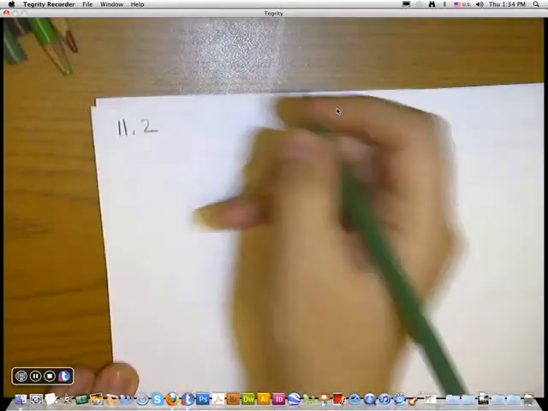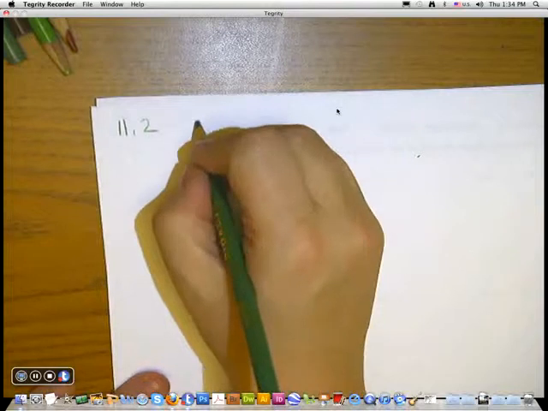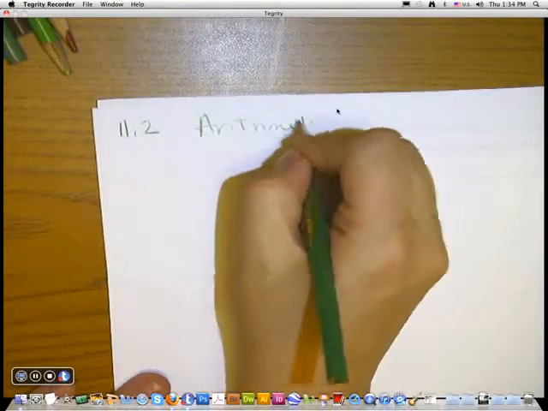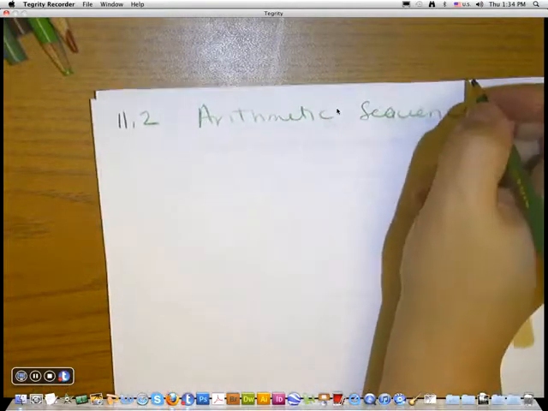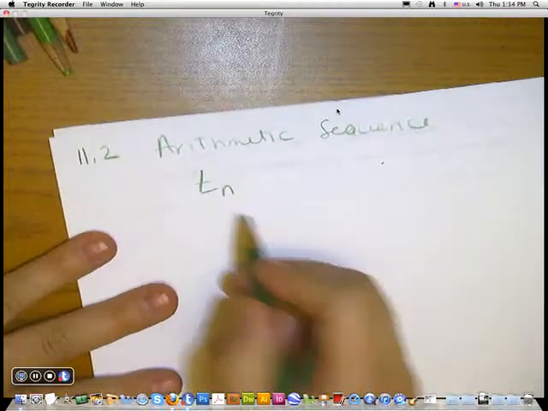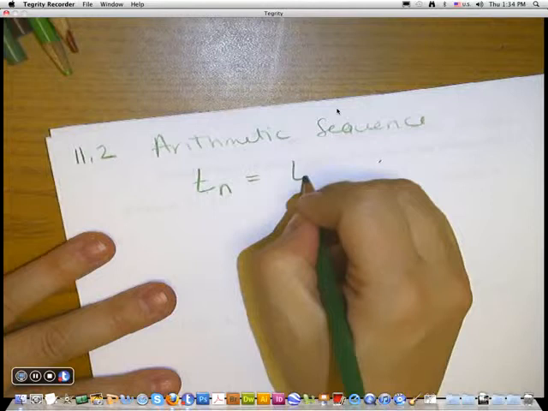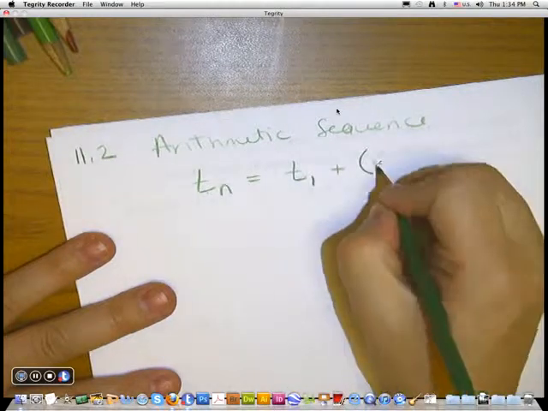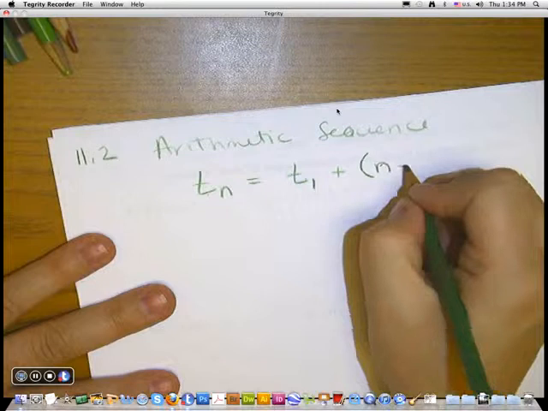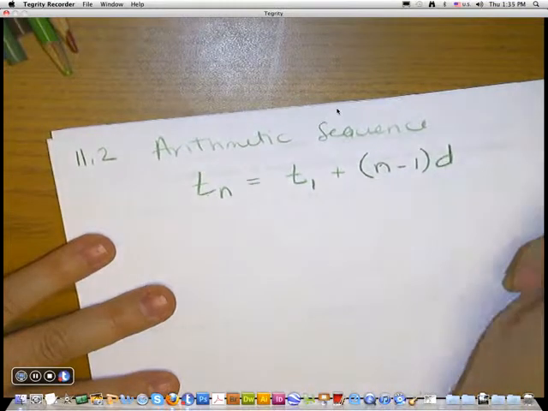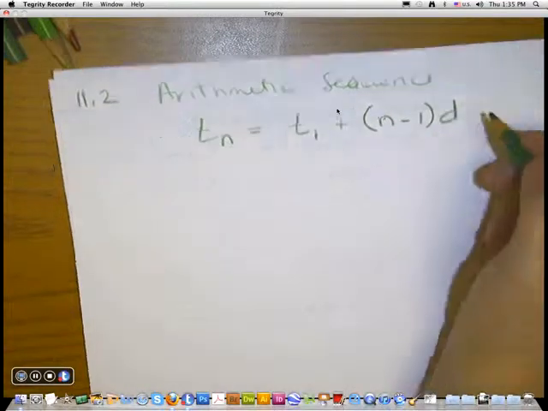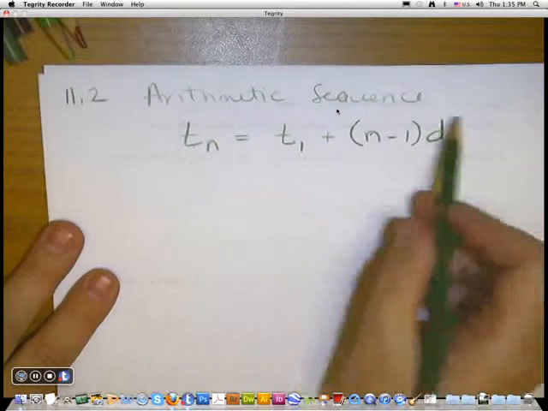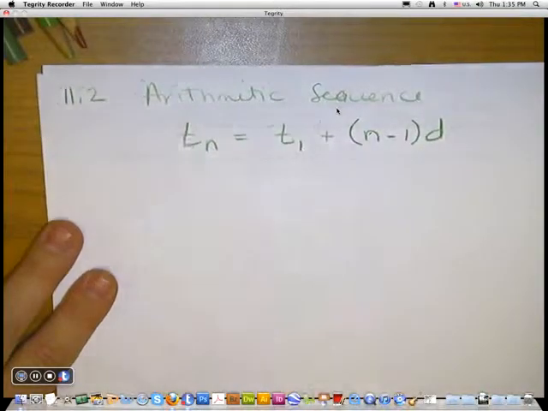All right, 11.2 is talking specifically about the arithmetic sequence. With the arithmetic sequence, we have a specific formula where the nth term is the first term plus whatever term number you want minus 1 times d, where d is the difference. Add 3, subtract 4, whatever it is that you're looking for. But this is the formula that we need in order to find an arithmetic sequence.